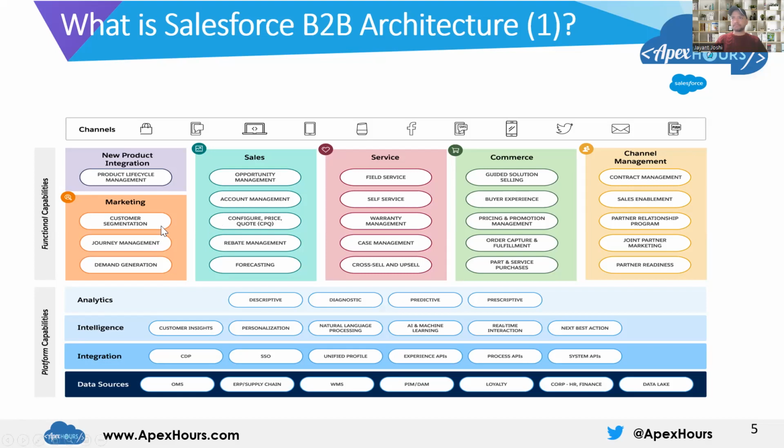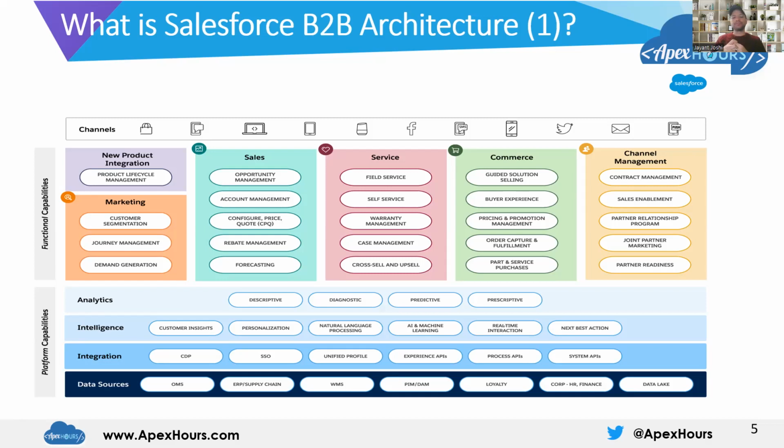When we talk about Salesforce B2B architecture, we are typically talking about the functional capabilities and the platform capabilities, right? So typical functional capabilities, if you have gone through the Salesforce capability maps, you will understand, cater to, let's say, sales, service, marketing, commerce, and channel management needs, right? So for example, sales: lead management, opportunity management, account management, forecasting. All these are essentially the capabilities related to sales, right?